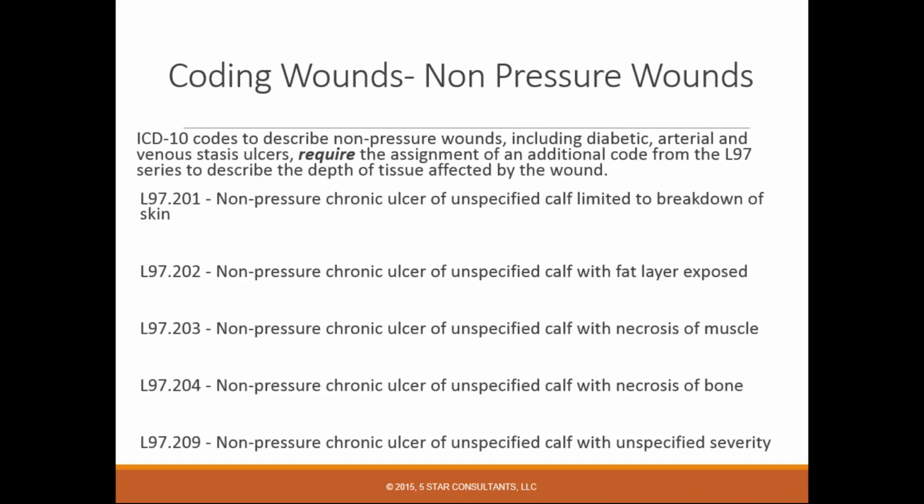But here's what I was talking about, how your clinicians are going to have to put whether it's breakdown of skin, which is 1 in the 6th digit. 2 is fat layer exposed. 3 is necrosis of muscle. 4 is necrosis of bone. 9 is unspecified severity. You don't want to put that because the clinician is doing an assessment, and we are allowed to code this off of the clinician's assessment. Majority of the time, of course, you know it's going to be skin or fat.